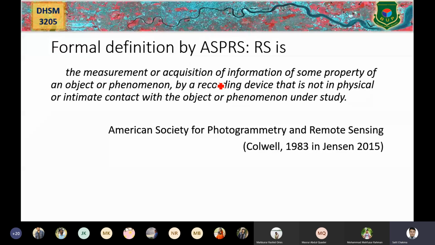Okay, so this is a more formal definition of remote sensing. In your exam, if you write this definition, not exactly, but the idea of it, that is also fine by me.